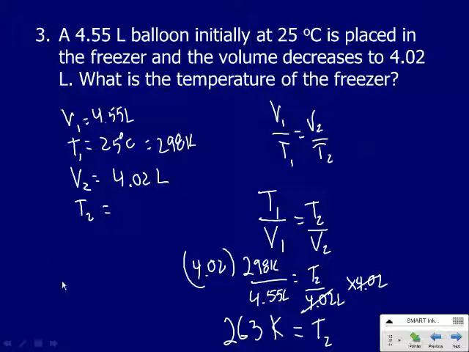What is that in degrees Celsius? Just curiosity, because I don't always. Kristen, what do you got? -10 degrees Celsius. Okay? All right?